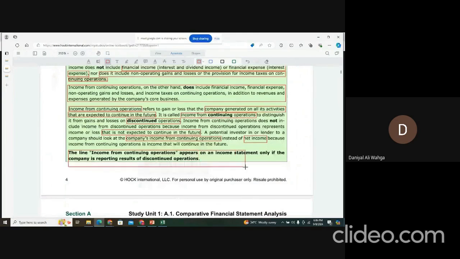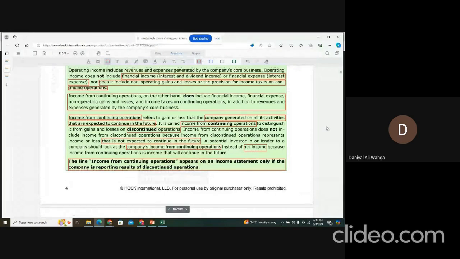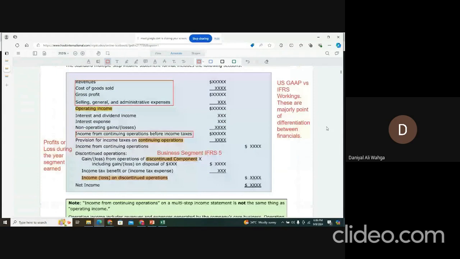The line results of discontinued operations. Another important thing you need to understand is that if your company is selling an operation, selling a business segment, then you should report another subtotal called income from discontinued operations. If your segment is not being sold, if your segment hasn't had any segment gain or loss, then your subtotal should be differentiated. You need to see and understand these things. I'll be back in a call.